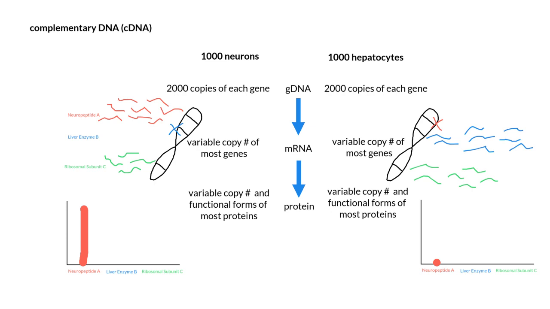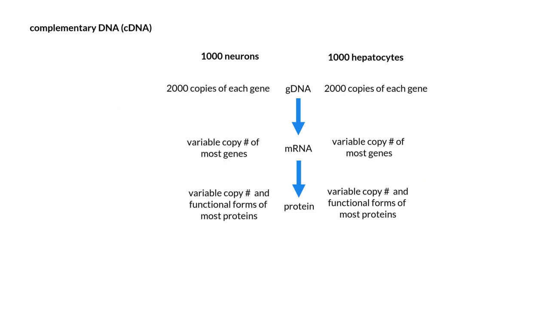Contrast that with liver enzyme B, which doesn't express very highly in neurons and is expressed very highly in hepatocytes, or liver cells. And then there is pretty even expression between the two tissues for the mRNAs corresponding to ribosomal subunit C, since that's a general process of most, if not all, cells in the human body. Protein content, of course, would be very similar to these levels in those two tissues, assuming that the protein to mRNA ratio is relatively constant.